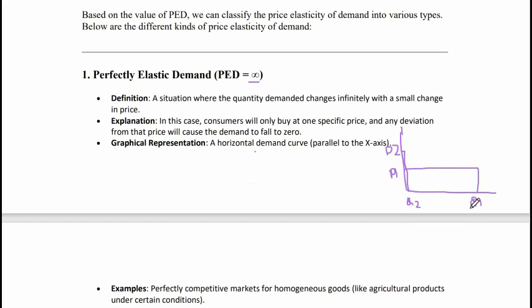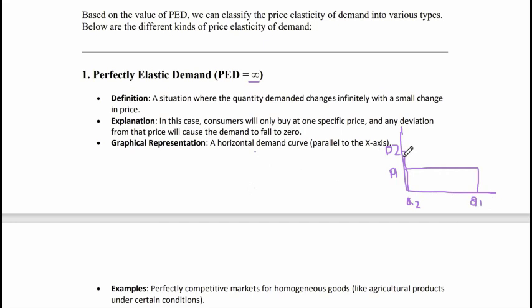This is known as infinity. It moves to its extreme. Even a small change in price will lead the quantity demanded to fall to 0. For example, consumers will only buy at one specific price, that is P1, and any movement from that price will cause the demand to fall to 0 straight away. Here we have a horizontal demand curve parallel to the x-axis.